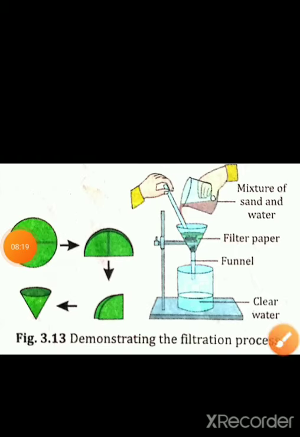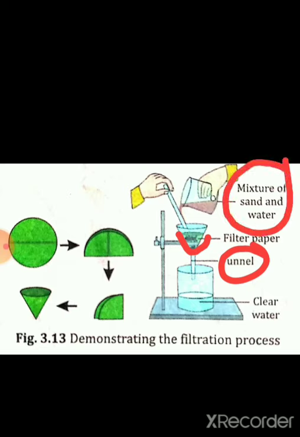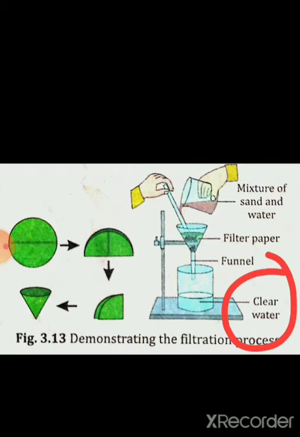Then we have to put it in the funnel here. Then we allow the mixture of sand and water to pass through this filter paper, and we will get the clear liquid. In this way we can use muslin cloth and filter paper to remove an insoluble substance from a liquid. So this is a method to separate different components from a solid and liquid mixture. Thank you, students.